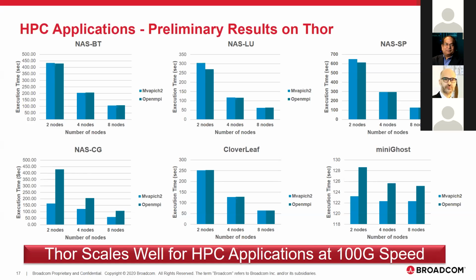The CG problem finishes in 150 seconds, and with 4 nodes, the same class D size problem finishes within 110 seconds or somewhere there. And for 8 nodes, it is really very good, somewhere around 62 seconds.